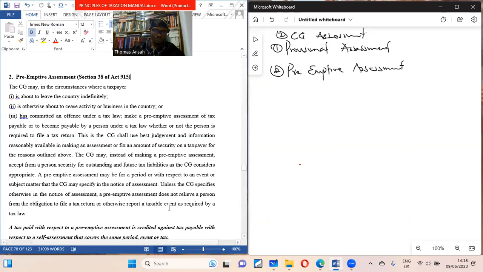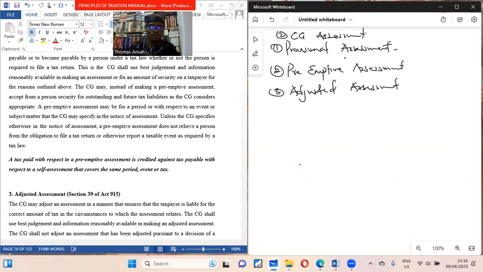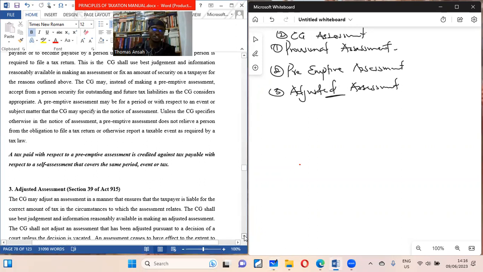A tax paid in respect of preemptive assessments is credited against the taxpayer, but with respect to self-assessment, that covers the same word, period, or event. So that is that. Then number three, we have adjusted assessment. So if the Commissioner General does whether a preemptive assessment or a provisional assessment, and he finds out that probably the information that he used to do the assessment was shorthanded, and new information has come to play, he can adjust his assessment that he did before because of the new information that he has.